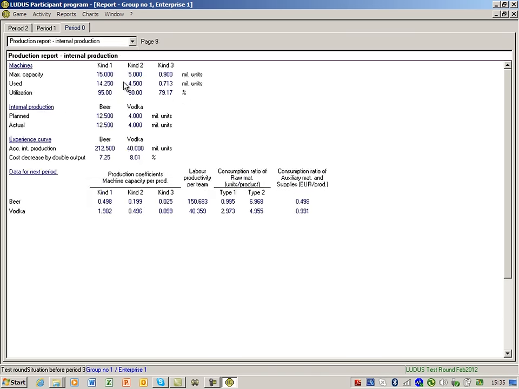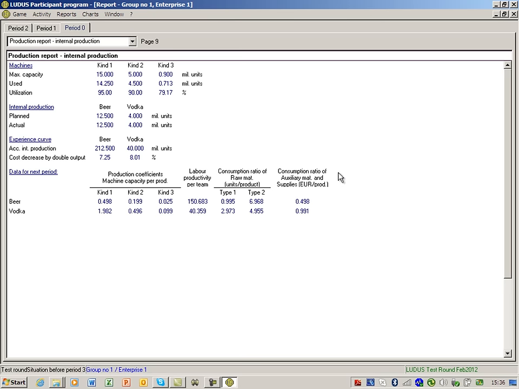Then we look to the production report. Here you can see important figures, how high the maximum capacity is, how many units you use of this capacity, and the percentage is then the utilization or operational degree or the use capacity. And according to this use capacity, you have to fix the maintenance rate, like I told you already. You can see how many units of beer and vodka you planned and reached. If there is a gap, the gap usually appears first in the vodka field, and you know that you have miscalculated the available capacity, or the maintenance rate is too low.